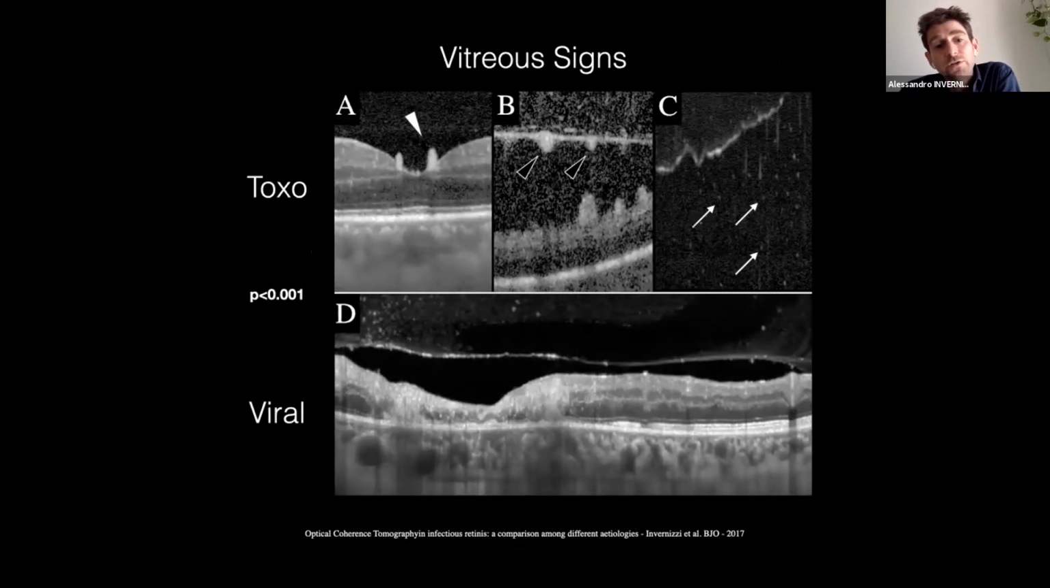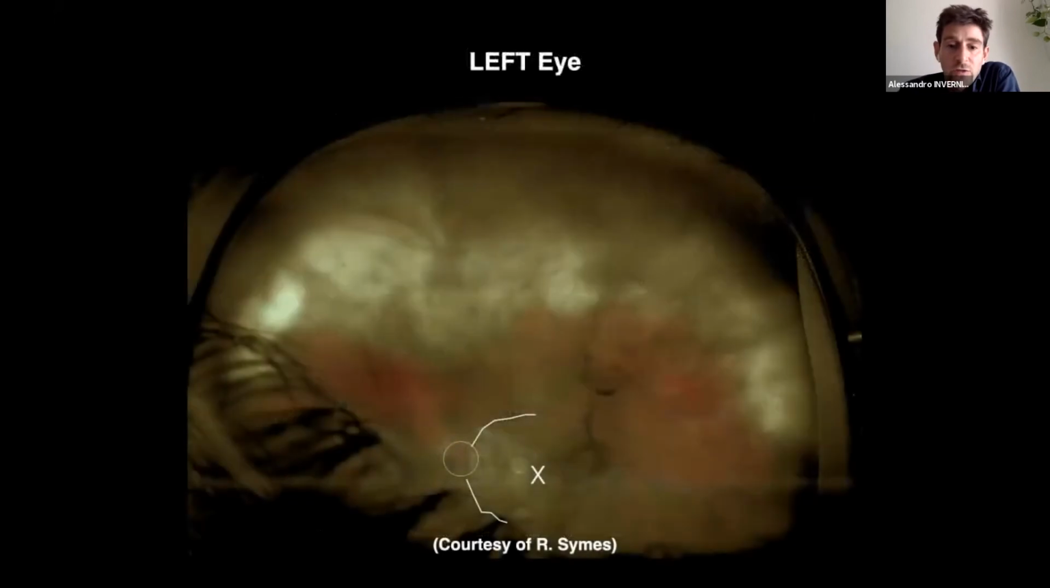For example, in toxo, oval deposits on top of the retina and in the posterior hyaloid have been described and seem to be much more present compared to what you see in viral retinitis. So this is just a practical example of how these criteria can be helpful in the differential diagnosis.